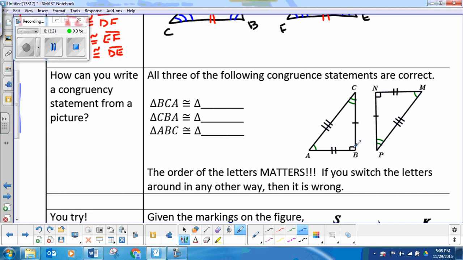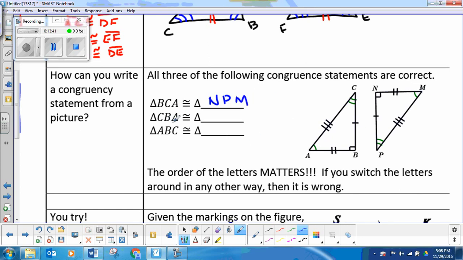So B in this case is a right angle, and then C is 2 marks, and A is 1 mark. We need to follow that same path. So the right angle on this triangle is N. The 2 marks on this triangle is P. And again, A had 1 mark, and in this triangle M has 1 mark.